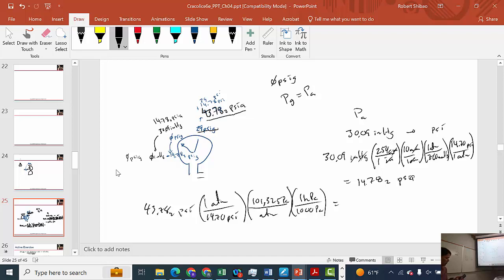43.782 divided by 14.7 times 101,325 divided by 1,000. And I get 301.789. How many sig figs am I allowed? Kilopascals. I'm allowed 4 sig figs, it looks like, so I'll round this to 301.8 kilopascals. That would be the absolute pressure at 29 psig.